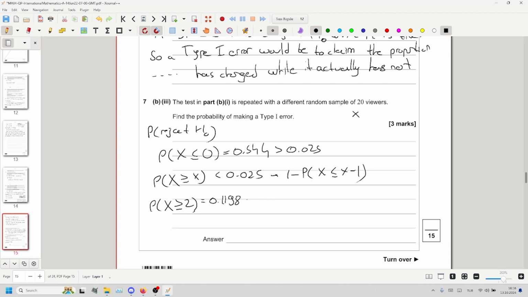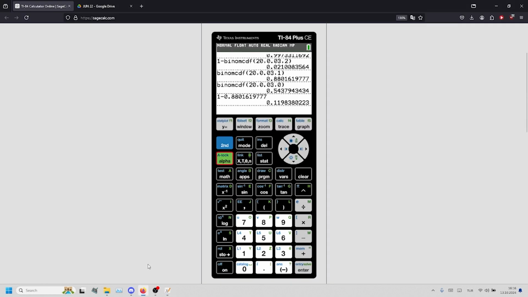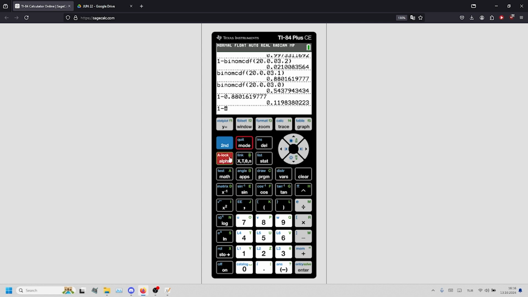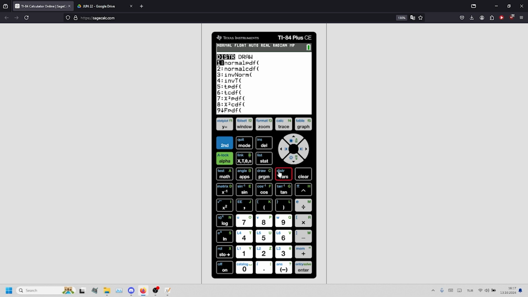0.1198. This is in fact bigger than 0.025. You can also quickly calculate what the x value to be greater than 3 is. That's going to be 1 minus the binomial distribution. So that's Poisson. Oh god, what am I doing? There we go. Binomial CDF, that's n trials 20 and p 0.03, and x value of 2.